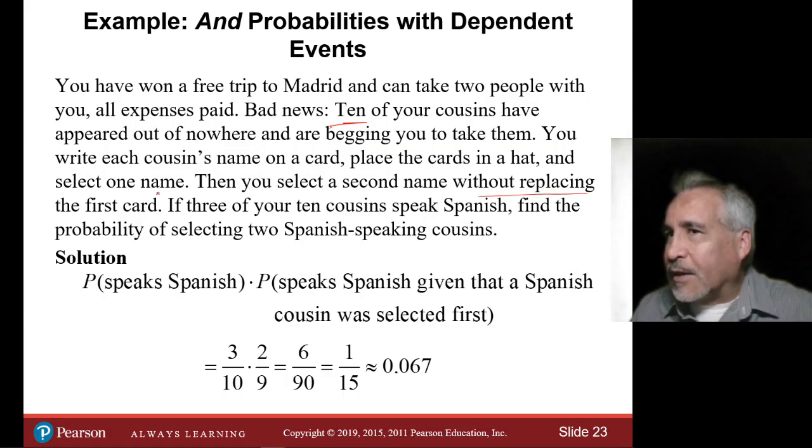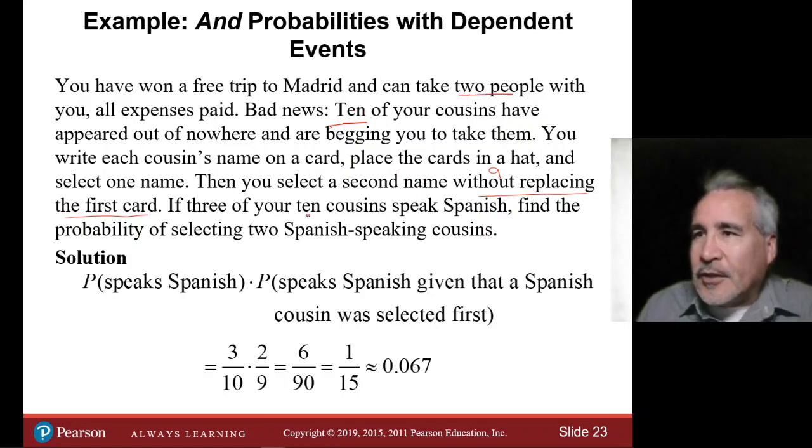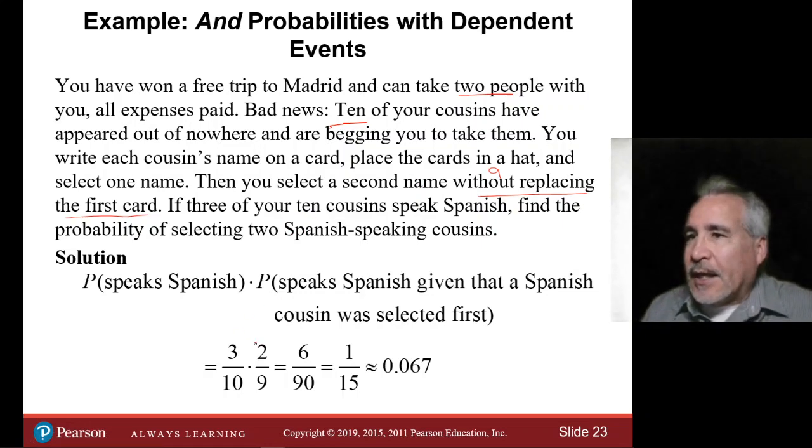See, so the hat has changed. How many are in there now? There's only 9, right? Because we took one out. If 3 of your 10 cousins speak Spanish, find the probability of selecting 2 Spanish-speaking cousins. Okay, so we're going to take 2 people with you, all expenses paid. So we get 2 to go with us. We're going to choose from 10, and this is kind of our counting thing.